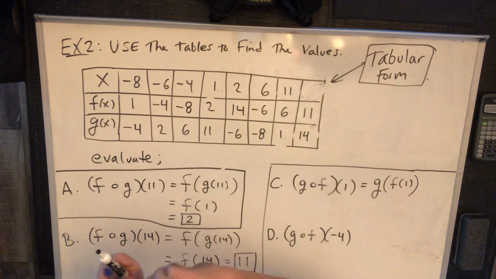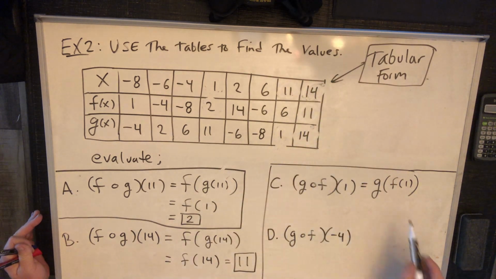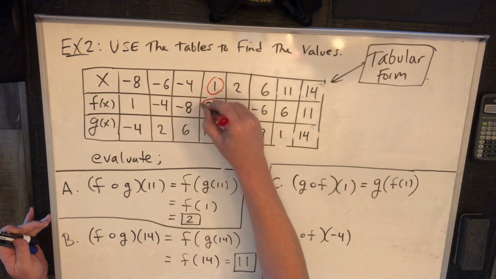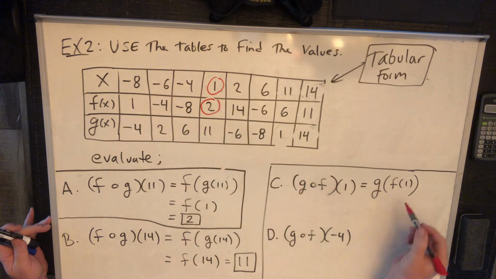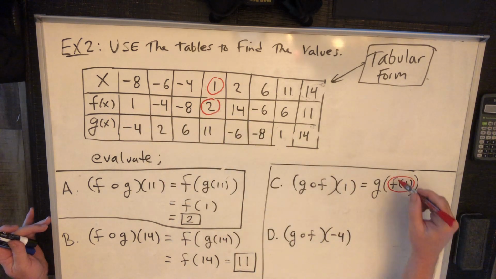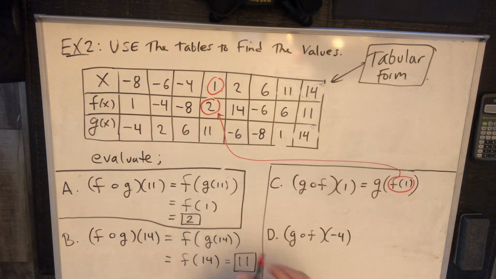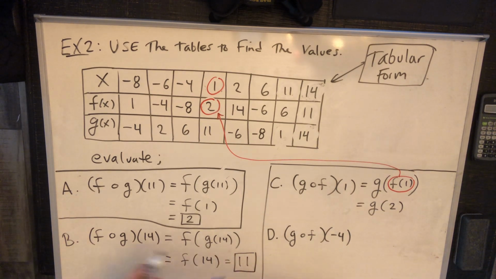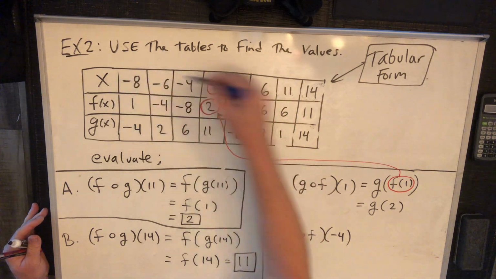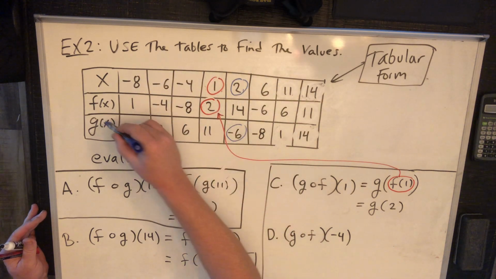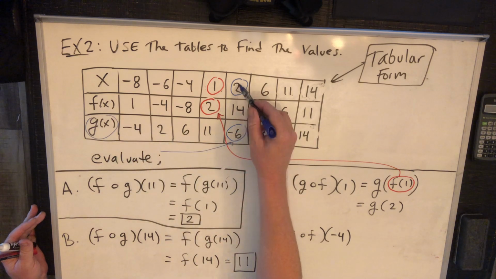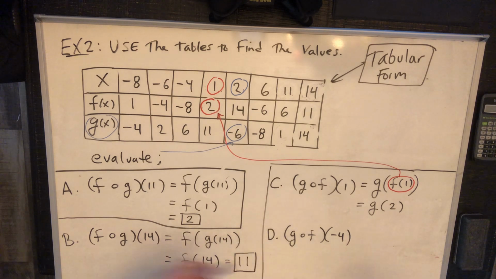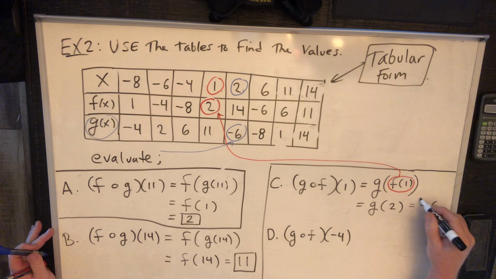All right, it's getting kind of messy here. So f of 1 first, so that's our initial value. We find x equals 1, and we find the f value. f of 1 is 2, so this value becomes 2. So now we're evaluating g of 2. We find the x value of 2, and the corresponding g of 2: if x is 2, g is negative 6. So this value equals negative 6.